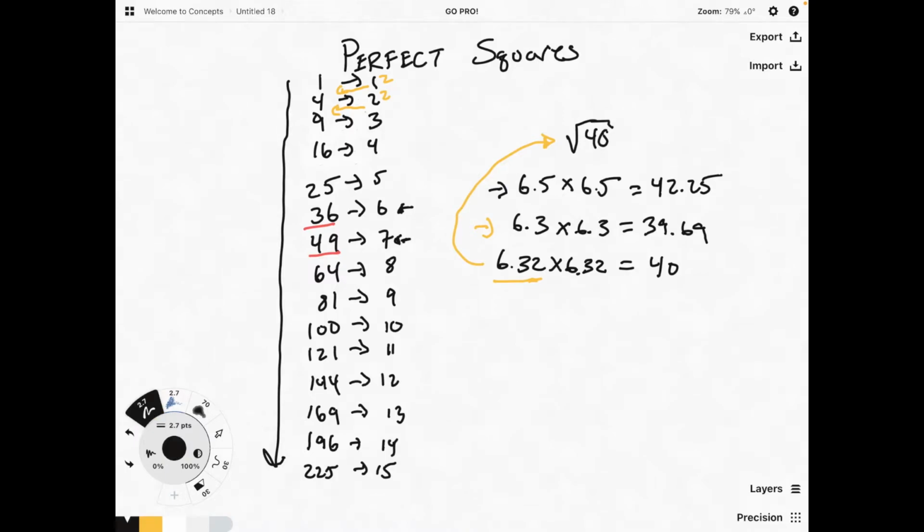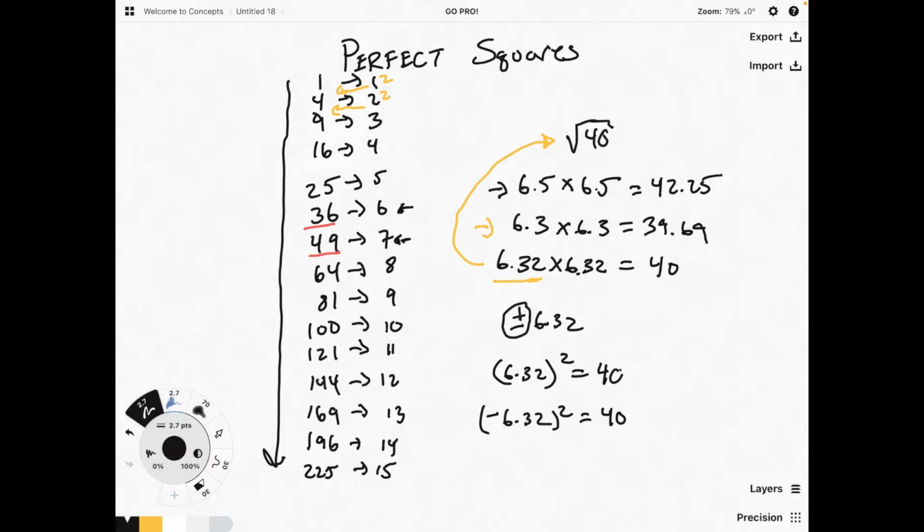Now remember, it's not just 6.32, but we have to do the positive and negative value of 6.32. And the reason why is because if we do 6.32 squared, that's going to give us 40, which is correct. However, if we do a negative 6.32 squared, you're also going to get 40. Be cautious and remember that you need to do the plus and minus to get the actual value of the square root of 40.